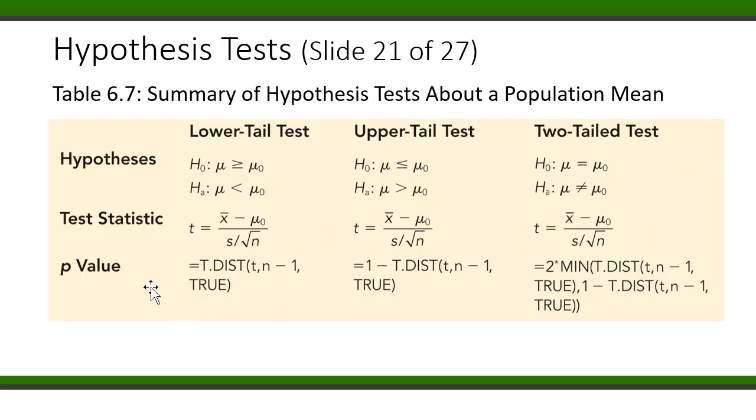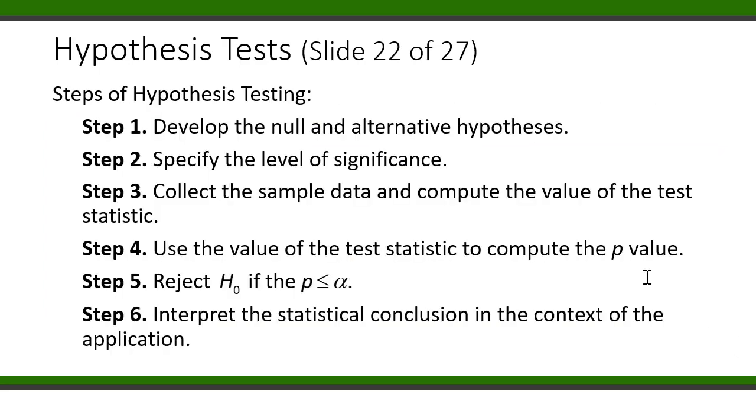So then the calculations are as follows, whether you're doing a lower tail or an upper tail or a two-tail test. And so you're just doing these calculations. So I'm going to pause right here, and when we come back, we'll review these steps for hypothesis testing again.